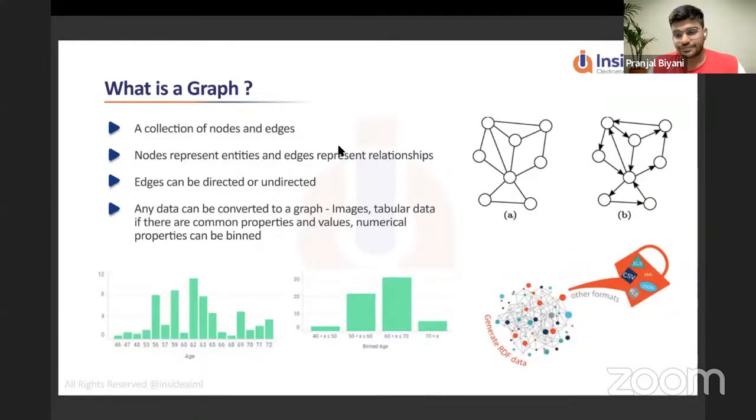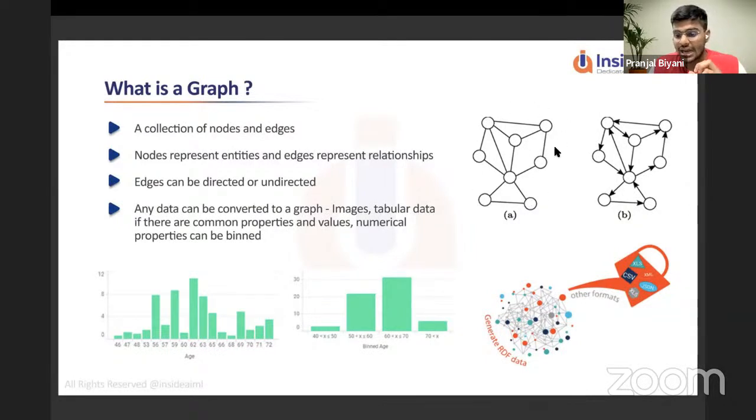So what is a graph? A simple explanation of a graph is a collection of nodes and edges. These circular objects that you see are called nodes, and their connections are called edges. Nodes represent individual entities, and edges represent their relationships. Okay, so let's say nodes are representing students of a class. Relationships, the edges, represent who is a friend of whom, right?